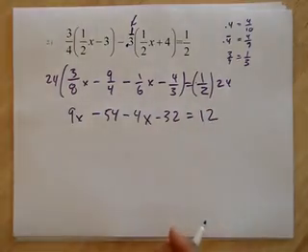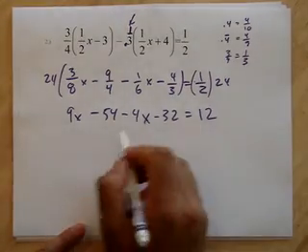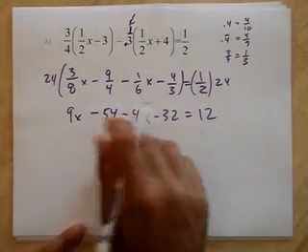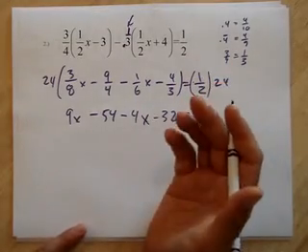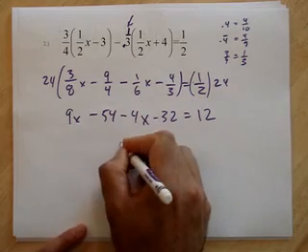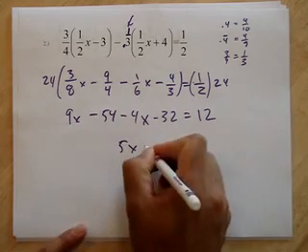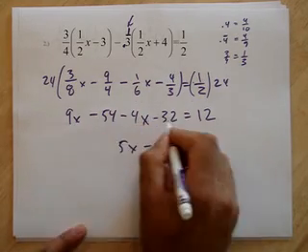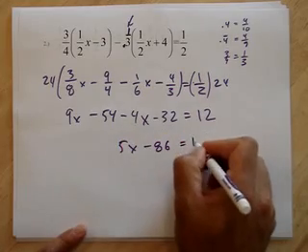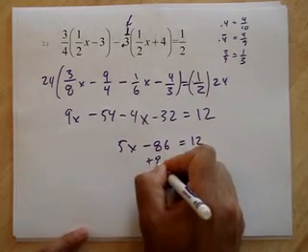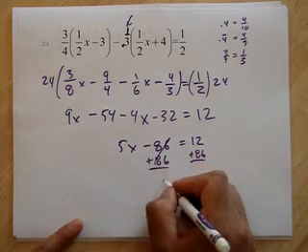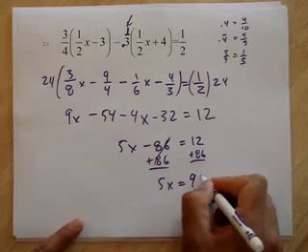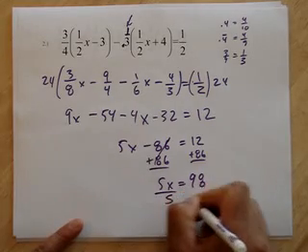All right, now we have all integers. Nice, that's what I like. Integer coefficients. Coefficient is just the number in front of the x, and all integer constants. So let's start combining like terms. CLT, right? 9 and negative 4 is 5x. Negative 54 and negative 32 is negative 86. 12, oh, almost there. Let's add 86 to both sides. What do I get? 5x equals 98. Divide both sides by 5.